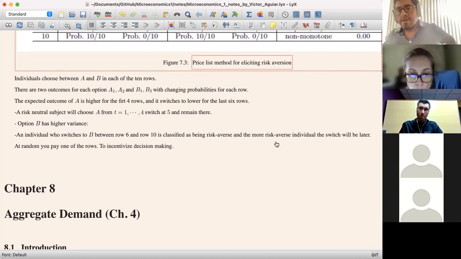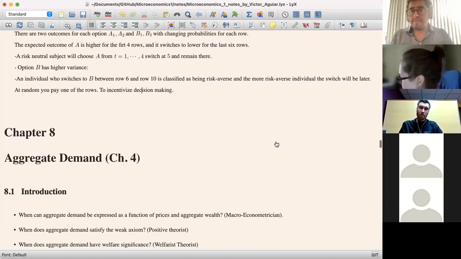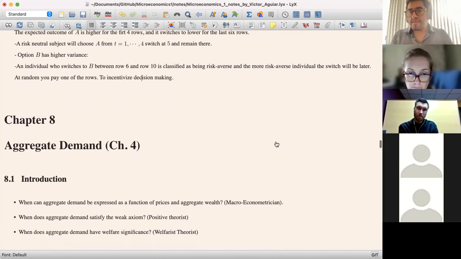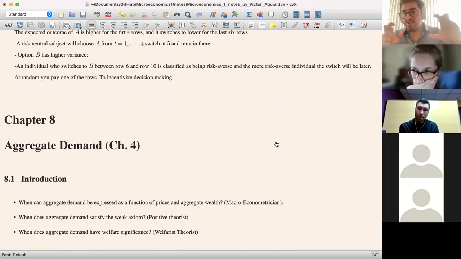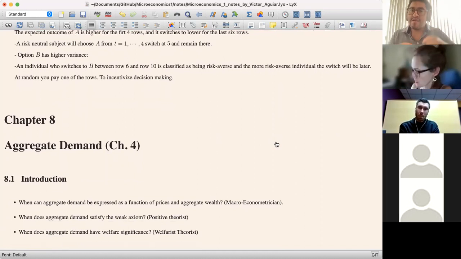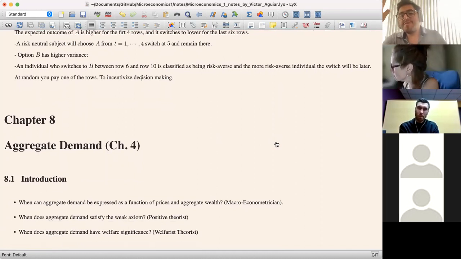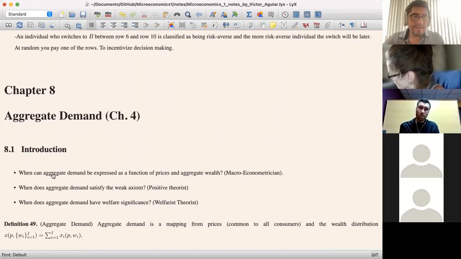Okay, so in the last 10 minutes, I'm just going to say the plan for the next class. So this chapter 8, aggregate demand, I'm going to skip it. You can read it. Chapter 8 is a historical chapter. This is one of the chapters where Mas-Colell tries to link micro with the old macro. So all of this chapter is very outdated. Essentially it was trying to describe these three questions, as you can see.